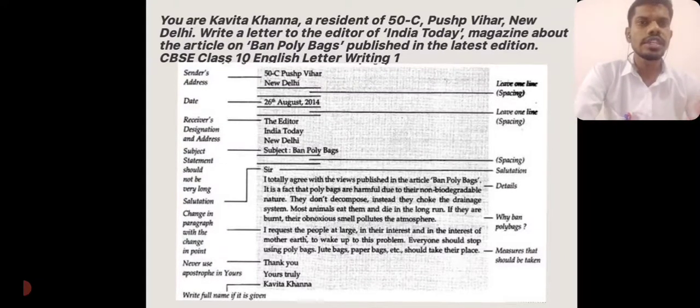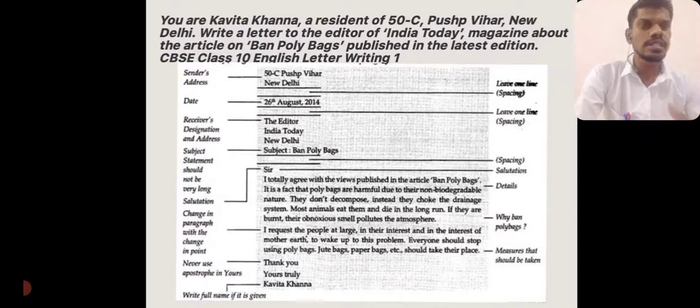First we can see the sender's address, that is 50 Pushp Vihar, New Delhi. Immediately after that we have to leave a line. After that we have to write the date. While writing the date, first write the date, then the month. While writing the month, you can use a short form like AUG or JAN. Nothing is wrong in that. But whenever you write the month, make sure the first letter of the month is a capital letter. See here, A is capital, followed by a comma. Then, instead of 2014, just make it 20XX.